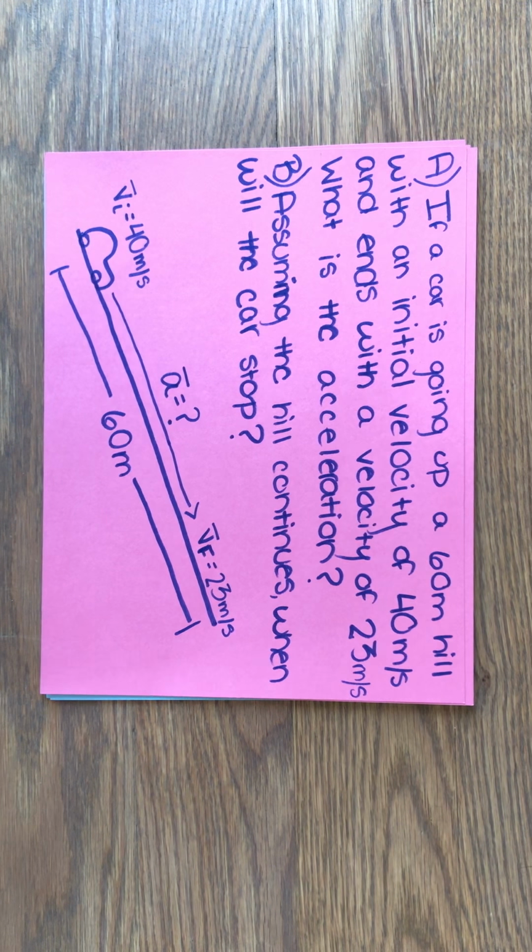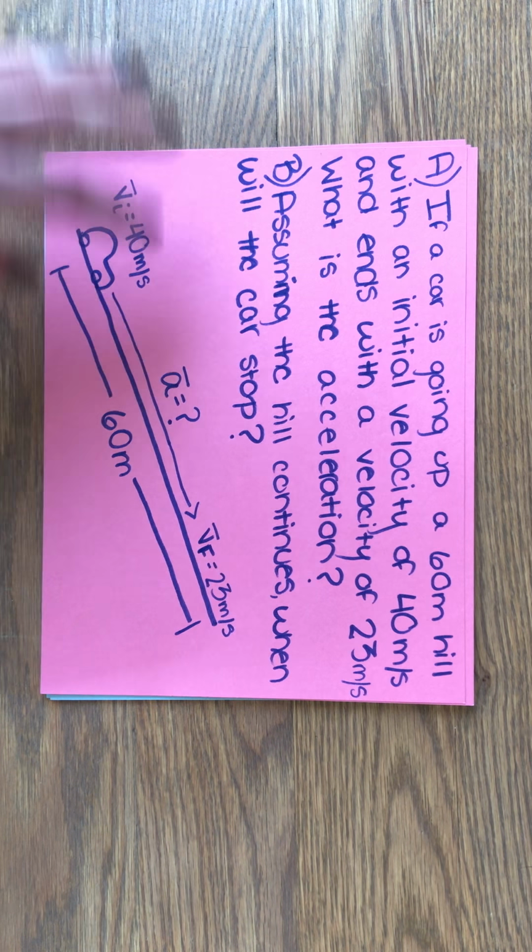So today, for my physics problem, I will be talking about a car going up a hill. My question is, if a car is going up a 60-meter hill with an initial velocity of 40 meters per second and ends with a velocity of 23 meters per second, what is the acceleration? Then for part B, assuming the hill continues, when will the car stop?